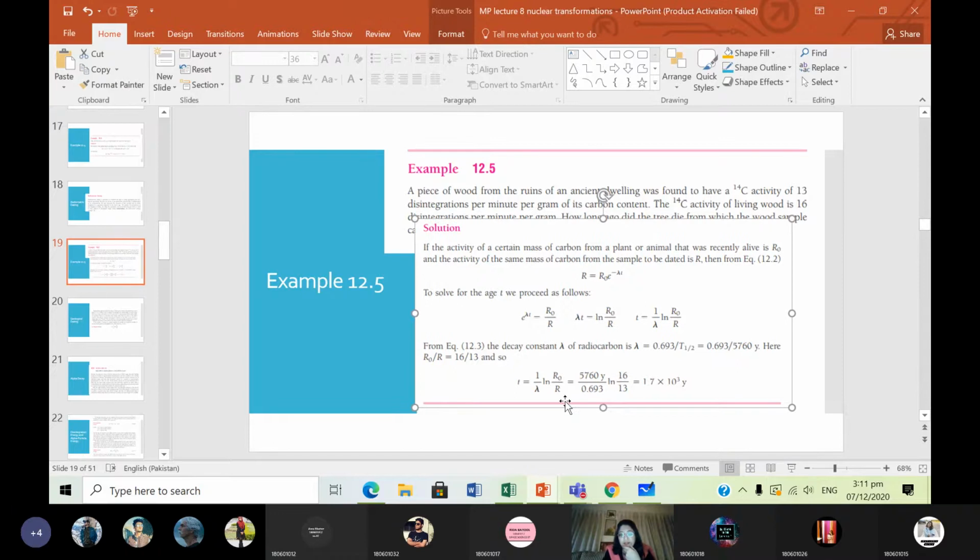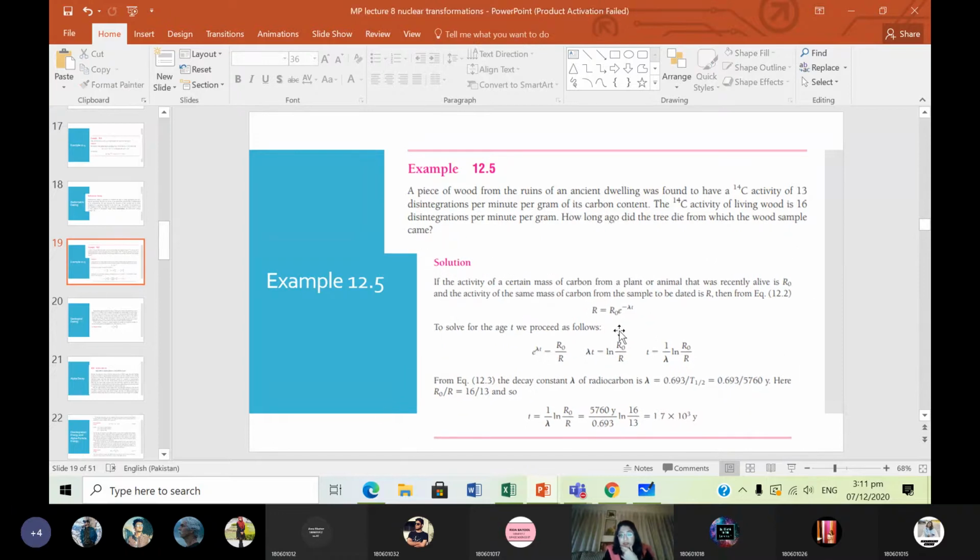Then we rearrange this equation and make t the subject of the equation, as we did before. So e to the power lambda t equals R naught over R, and lambda t equals ln of R naught over R. Now we put in the value of 1 over lambda, which is 5,760 years divided by 0.693, times ln of 16 over 13. So we get this much in terms of years. This is how long ago that tree died. So how long ago did the tree die from which the wood sample came? It's 1.7 times 10 to the power 3 years.